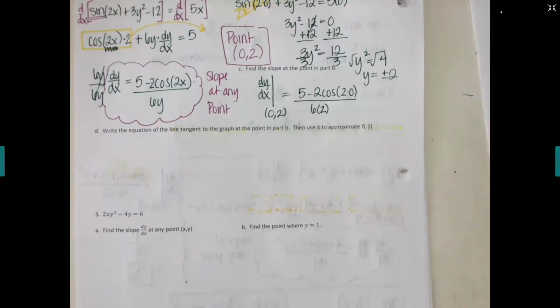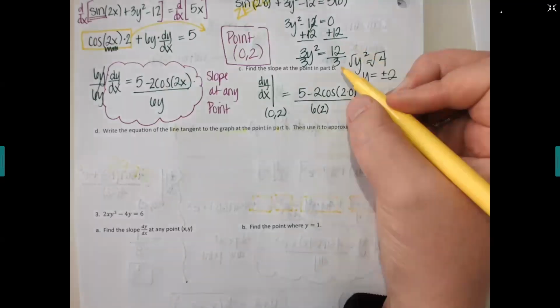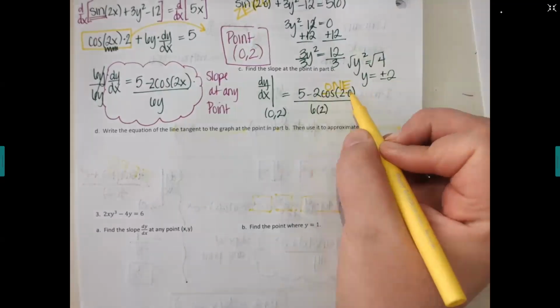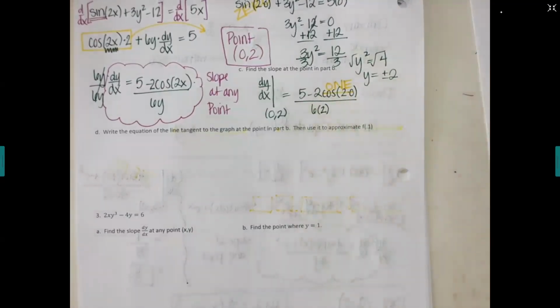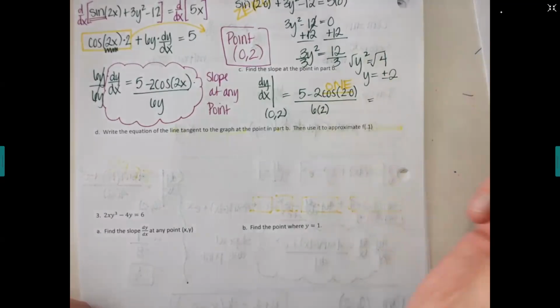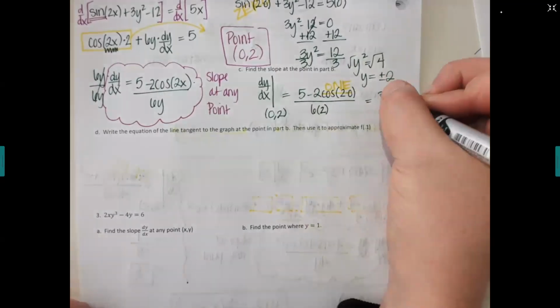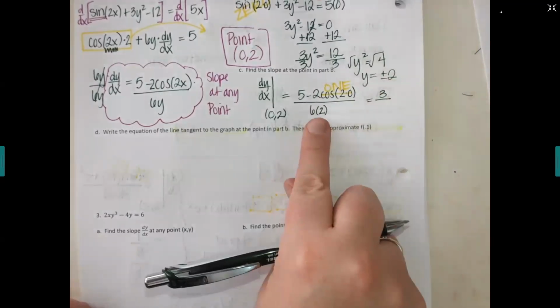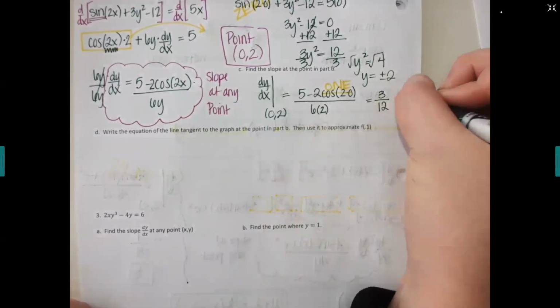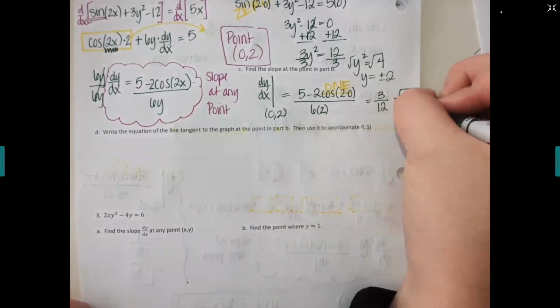Okay, 2 times 0 is 0. What is the cosine of 0? It is 1. Very good. So remember, this is going to cancel out to a 1. So I have 5 minus 2 times 1, which is 5 minus 2. How many did we get there? 5 minus 2 is 3. And then 6 times 2 on the bottom is 12. So that's going to go to 1/4.